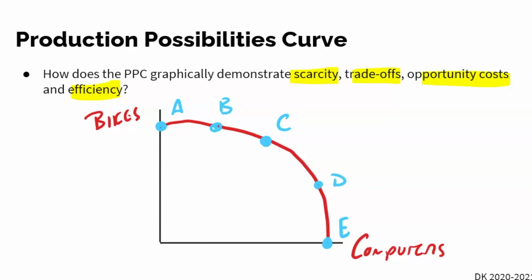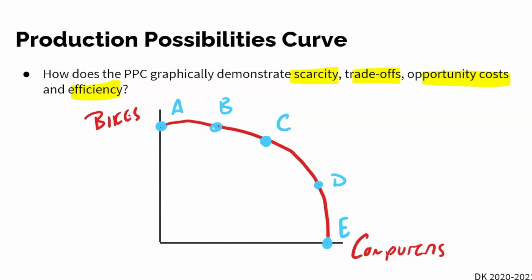Which then gets into trade-offs and opportunity costs. If this country says we want to produce more bikes, what are they giving up? What are the trade-offs and what are the opportunity costs? Well, if this country, let's say, doesn't want any computers and wants more bikes, the more bikes they produce, the more computers they are going to have to give up.